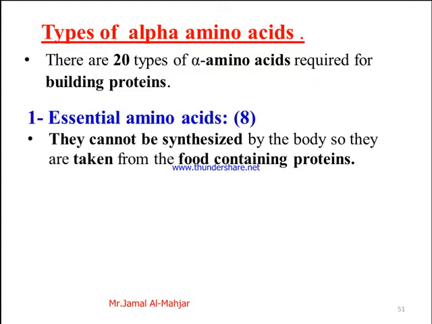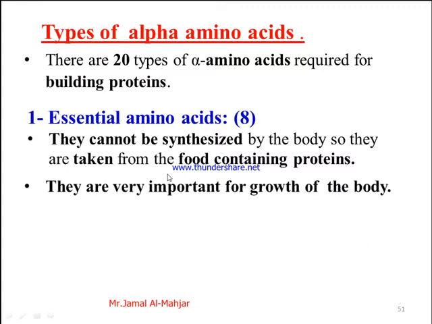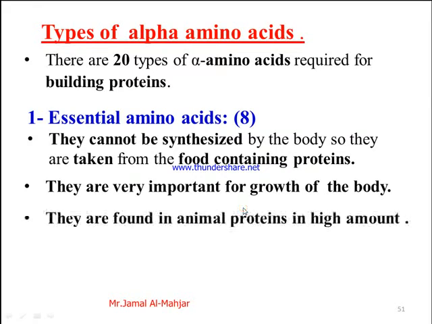Yes, they are essential amino acids, and we have 8. These essential amino acids can't be synthesized by the body, so they are taken from the food containing proteins. They are very important for the growth of the body. They are found in animal proteins in high amount.